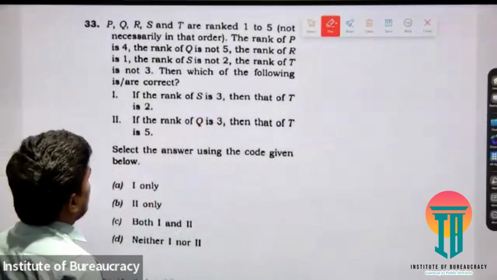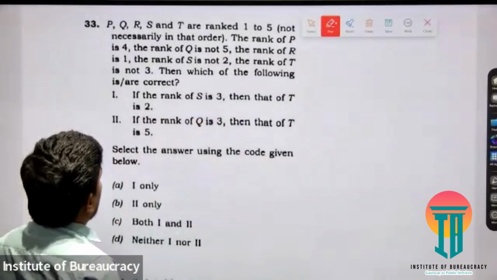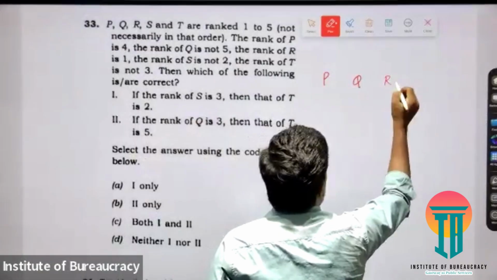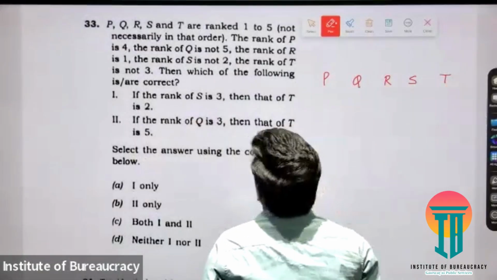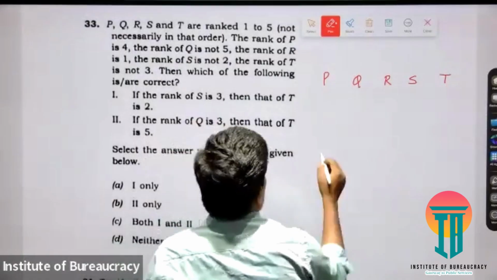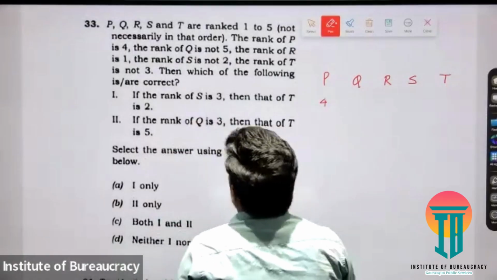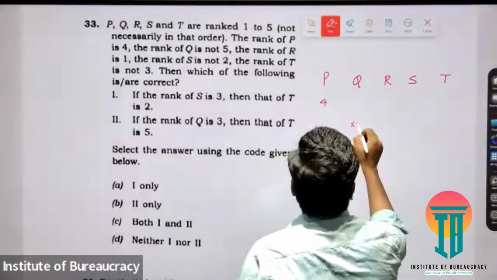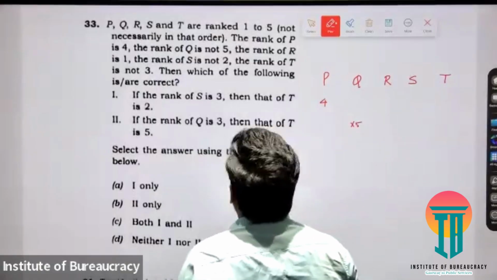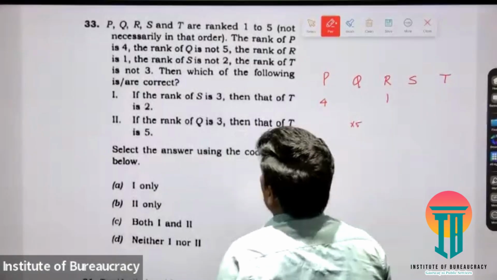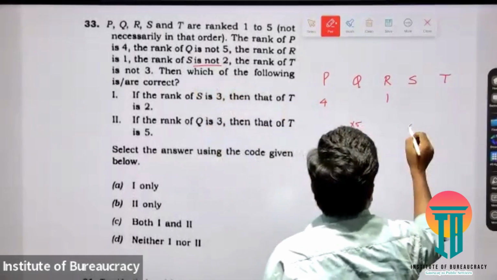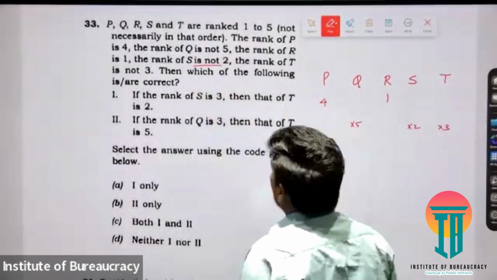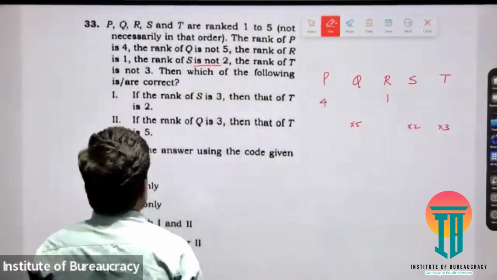PQRST are ranked 1 to 5. The rank of P is 4. The rank of Q is not 5. The rank of R is 1. The rank of S is not 2. The rank of T is not 3. Then which of the following is correct?